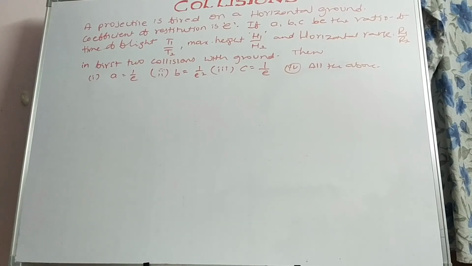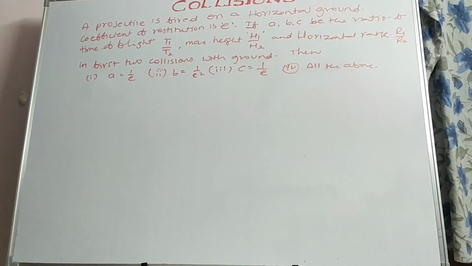A projectile is fired on a horizontal ground. Coefficient of restitution is e between the ground and the bullet, of course.